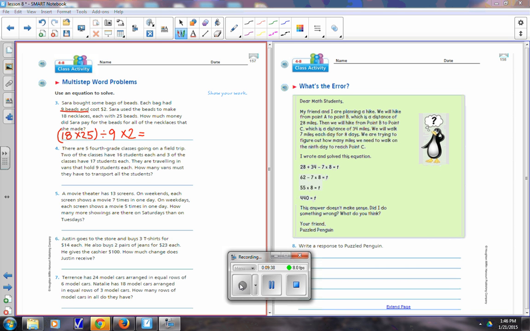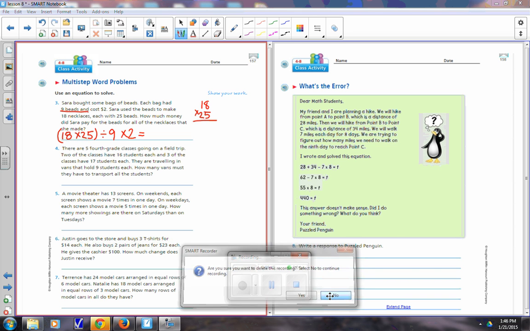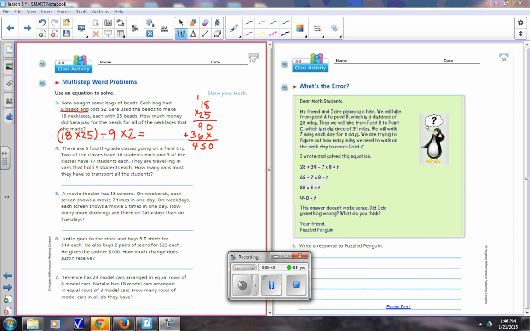So your steps should look like this. 18 times 25. So that's 450. I'm going to divide 450 by 9, which is 50, and then 50 times $2 gives me $100. So how much did she spend? $100 for all of the necklaces that she made. That's a lot of steps. But you see, if you just break down what you need to know, you can get that.